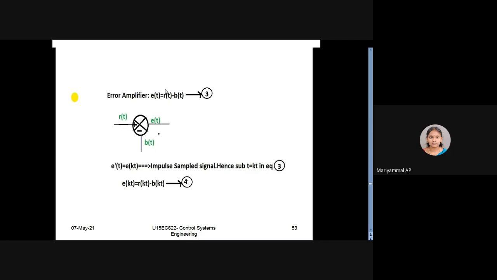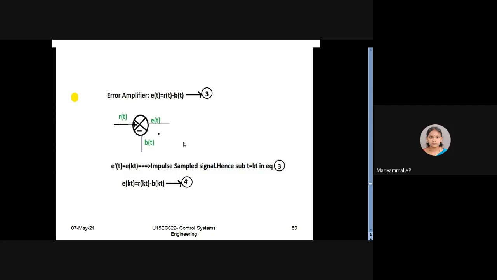I'm going to take this equation from the diagram. That output is E of t. E of t equal to R of t is positive, then B of t is negative. So I am writing E of t equal to R of t minus B of t.